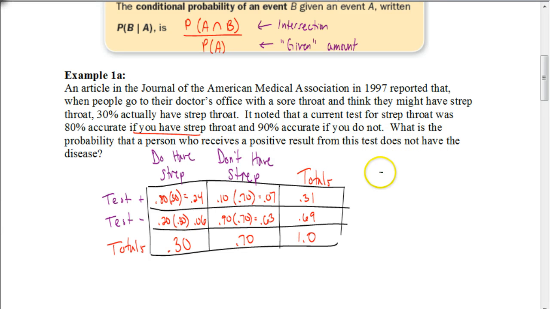So here's how you can set this up. We're looking at the probability that they don't have strep given that they test positive. My first step is to figure out what we're going to find in the numerator. The numerator is going to be the probability that they test positive and they don't have strep throat. That's going to be this amount, 0.07.